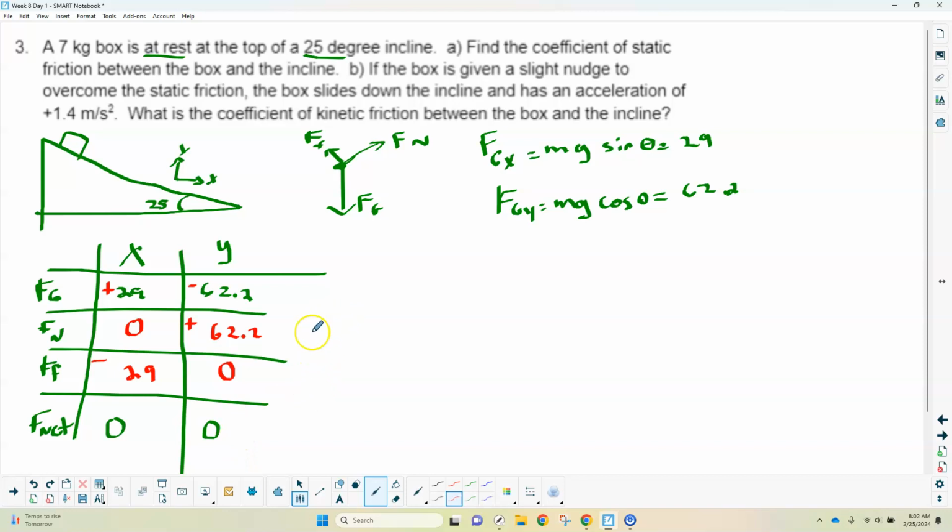And then we're going to solve for the coefficient. So the coefficient would be in the friction equation. So it's the force of friction divided by the normal force. Again, I'm kind of solving already instead of writing out that equation, but you should recognize it. It's the coefficient times the normal force equals the friction. So it'd be 29 divided by 62.2.